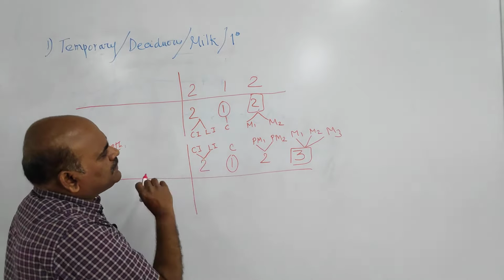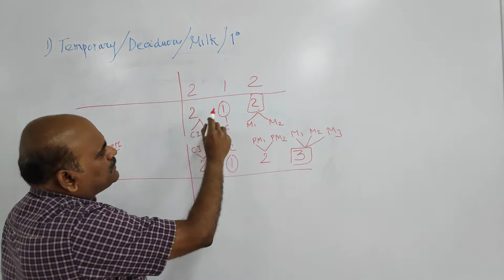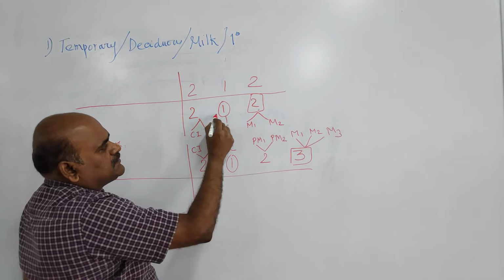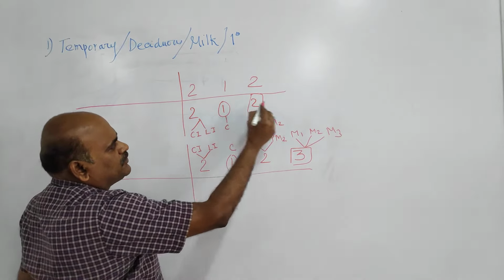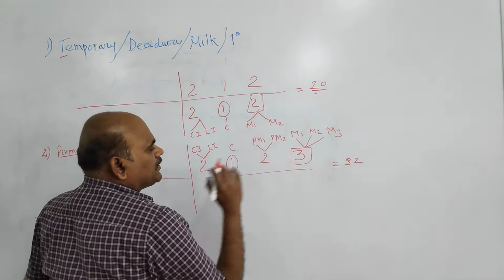So totally how many teeth are there in the temporary set? That is 2 1 2. If you add, it comes to 5 in each quadrant. So 5 into 4 quadrants equal to 20. 20 temporary teeth are there, T20 we can remember. Whereas coming to permanent teeth, 2 1 2 3, if you add, 8. 8 into 4 quadrants equal to 32. So permanent teeth are 32 in number.